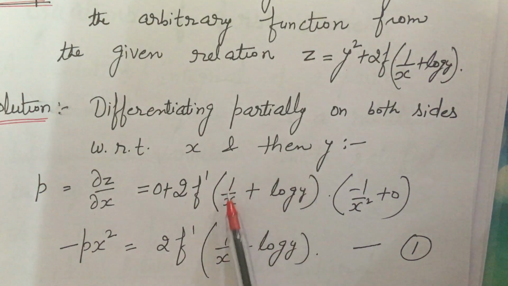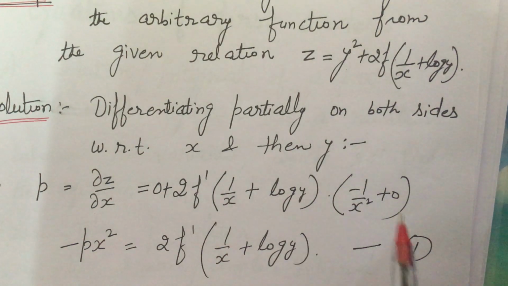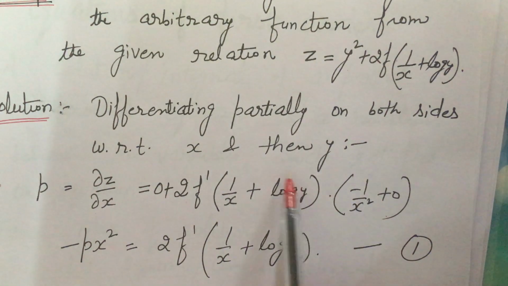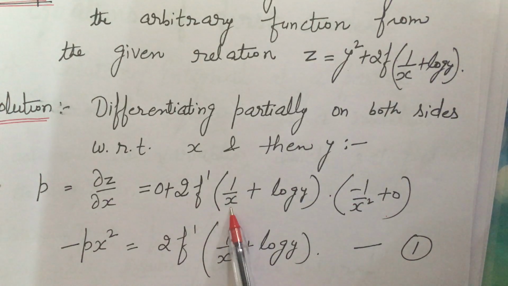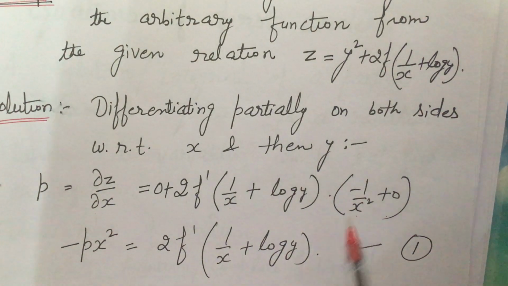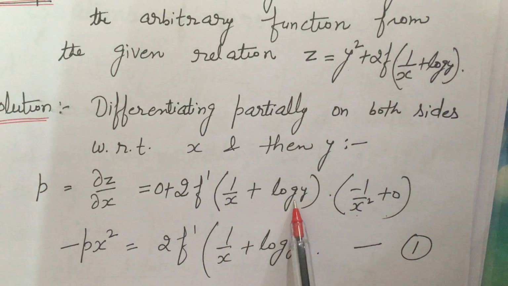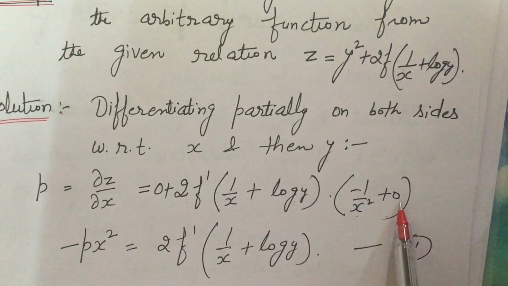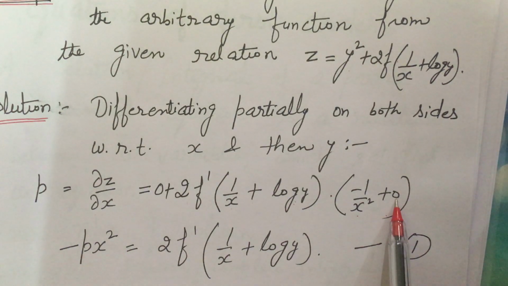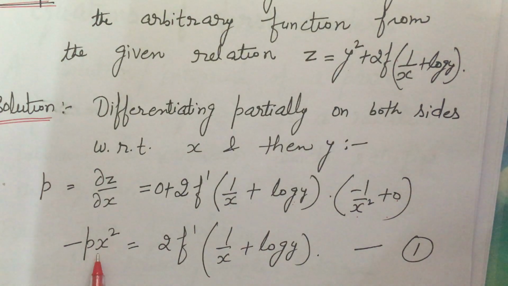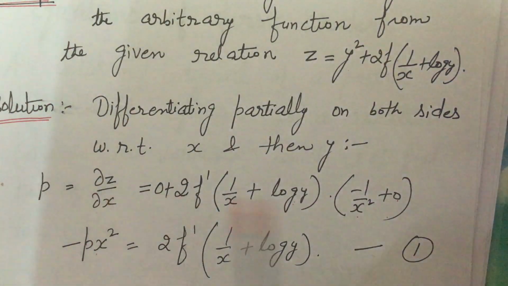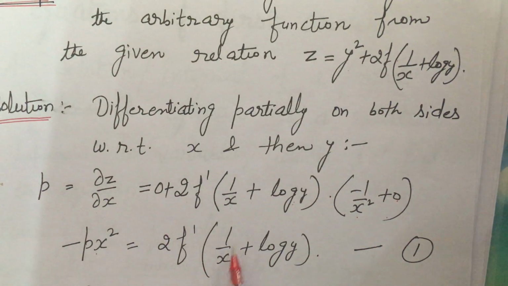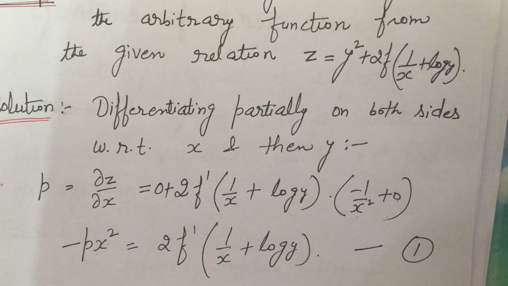F dash of (1 upon x plus log of y) into, according to the chain rule, the derivative of this inner term. Derivative of 1 by x is minus 1 by x square, plus log of y, its derivative with respect to x, because y is a constant when you are differentiating with respect to x, is equal to 0. So we can say that this minus x square is multiplied on both sides. We will get minus p into x square is equal to 2f dash of (1 by x plus log y).